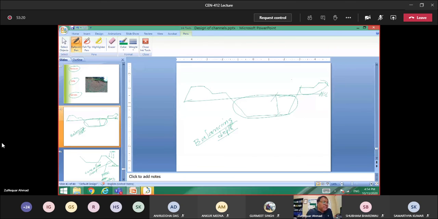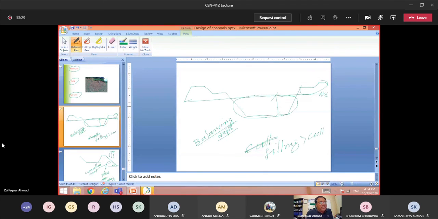But let us say your filling is more than cutting. In that case, of course, you have to take the soil from somewhere. Are you hearing me? If your filling is more than the cutting, then you will have to bring soil from outside.